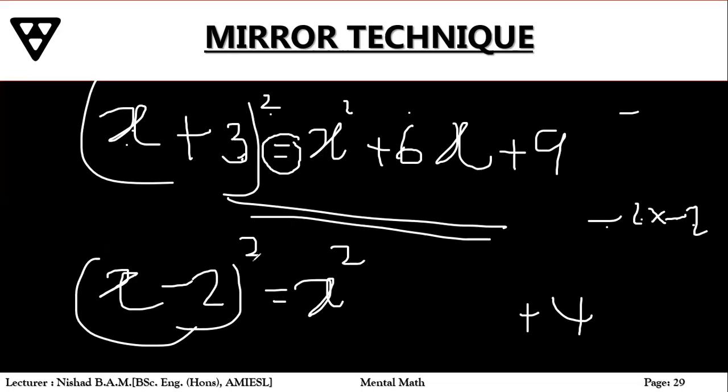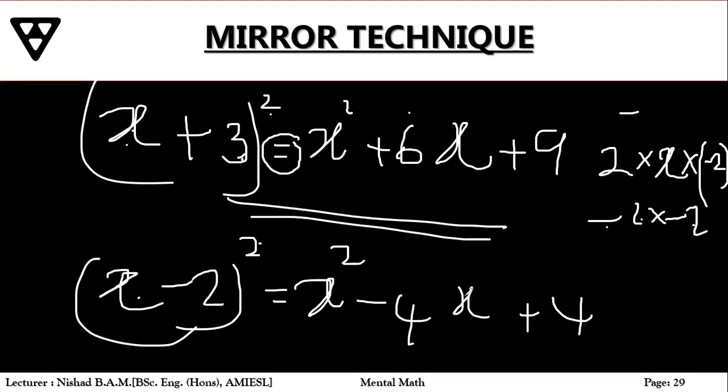And then you have to multiply this and this together. So how much will it be? 2 times x times minus 2. You have to put a bracket over here, minus 2, right? So minus 2, it will be minus 4x. So minus 4x will become like this. So x squared minus 4x plus 4 is the answer for this one, right? Likewise, we can write these things.